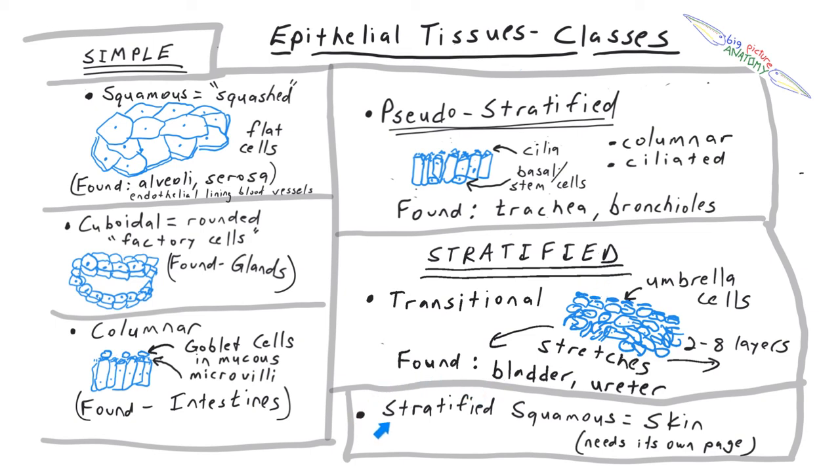Finally, we have stratified squamous epithelial tissues. They have squamous cells on the surface. We're basically referring to the skin or anywhere the skin involutes into the body, like in the mouth cavity, in the nasal cavity, in the vagina. And this really needs its own page because this is perhaps the most complex epithelial tissue we have in the body. And so we'll treat that later. So that's it for epithelial tissues from Big Picture Anatomy.